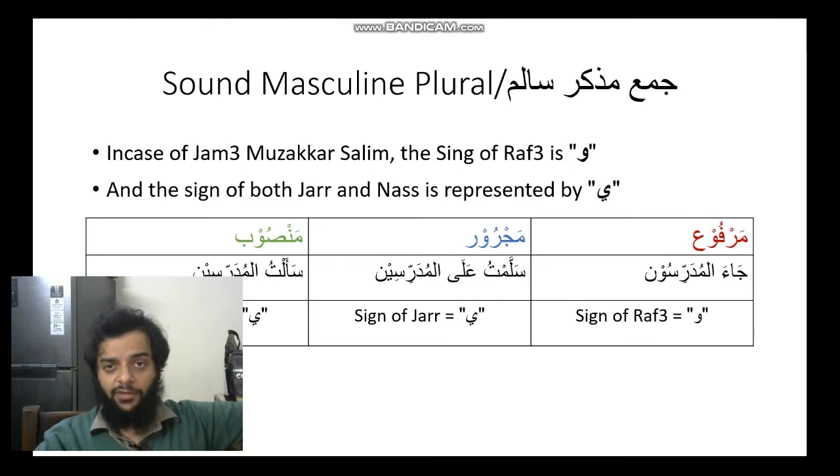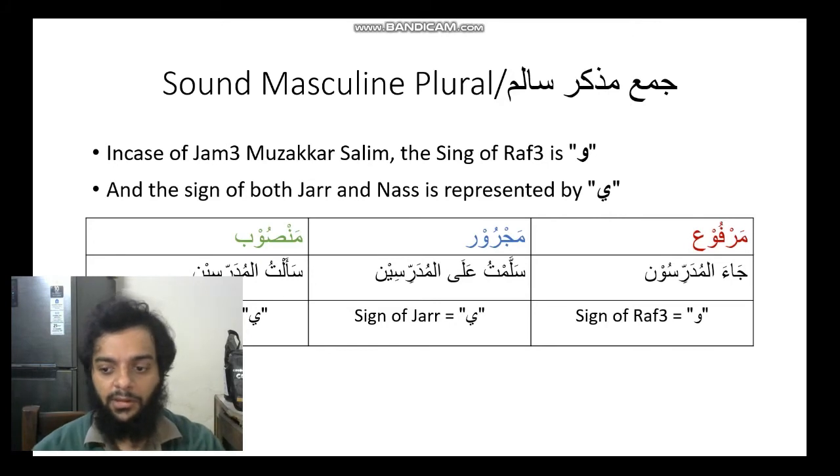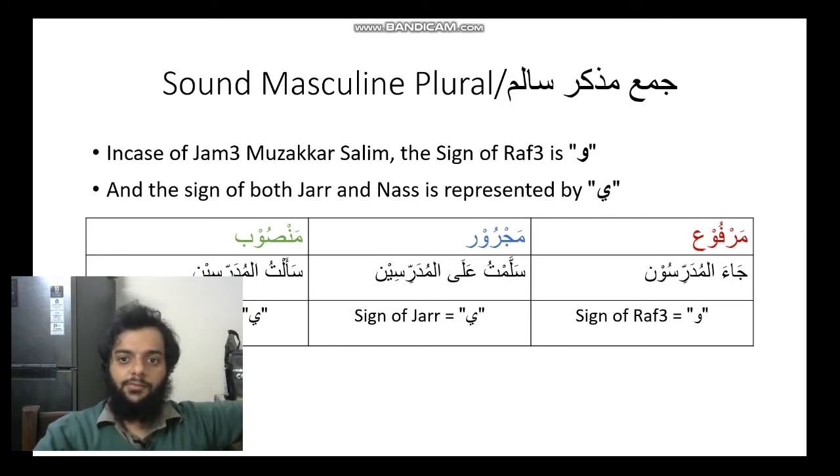In case of Jama Muzakkar Salim, the sign, I wrote "sing", let me correct it. So everything is fixed. In case of Jama Muzakkar Salim, the sign of rafa is waw, and the sign of both jar and nasab is represented by ya.